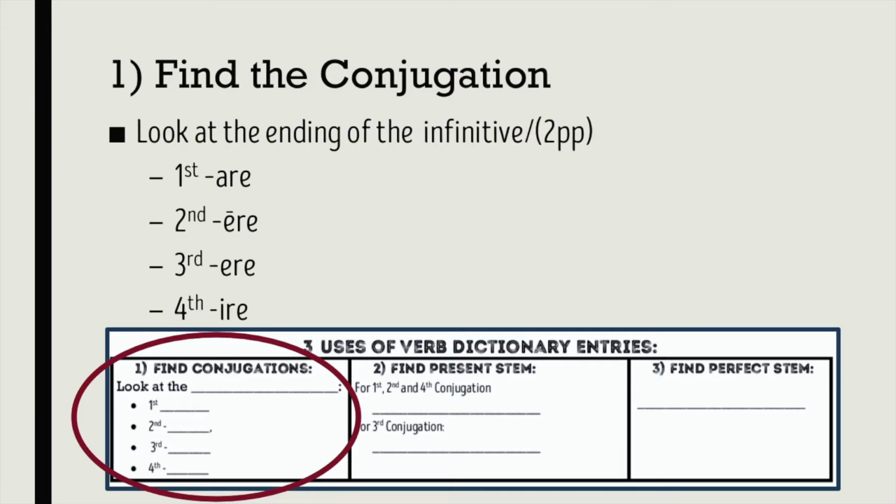Again, you're going to look at the ending of the infinitive. So if the ending of the infinitive is an ARE, it's first. If it's a long ERE, it is second. If it is a short ERE or an E with no long mark, it's third. If it's an IRE, it's fourth.